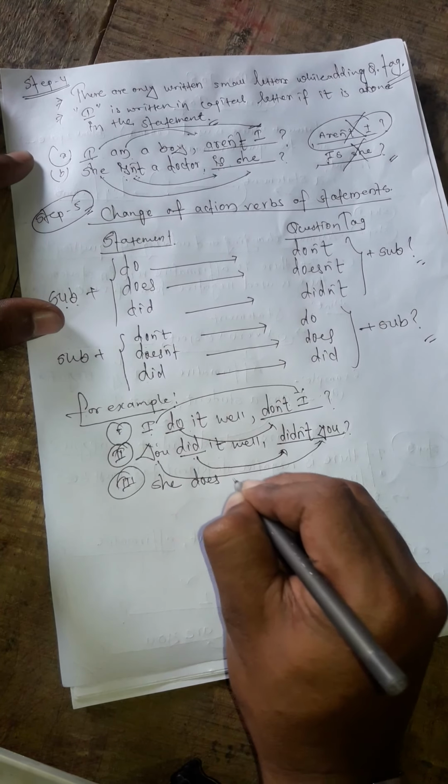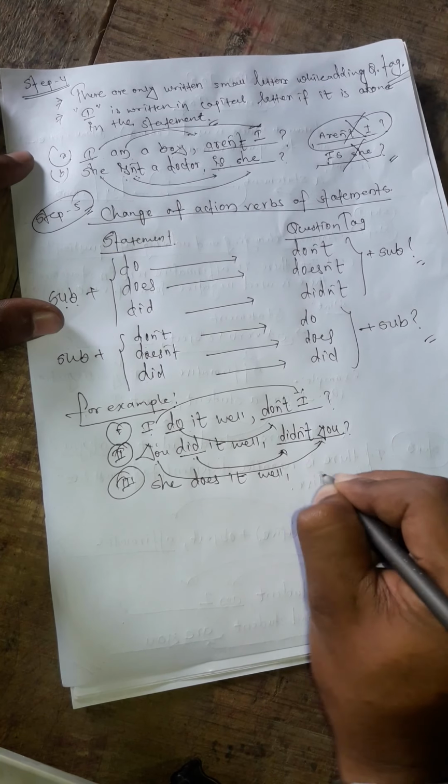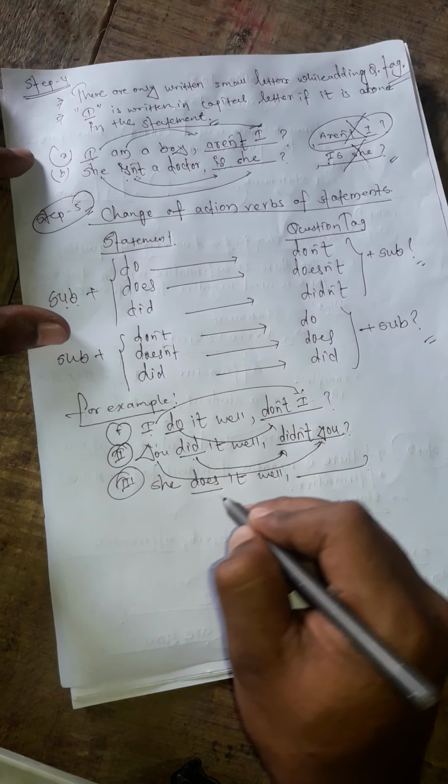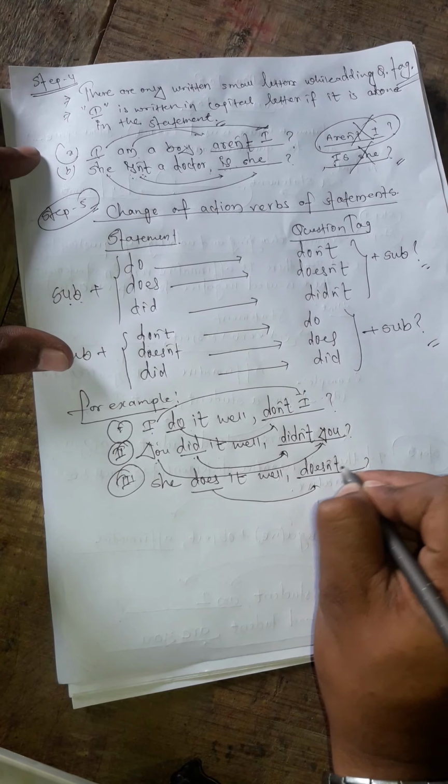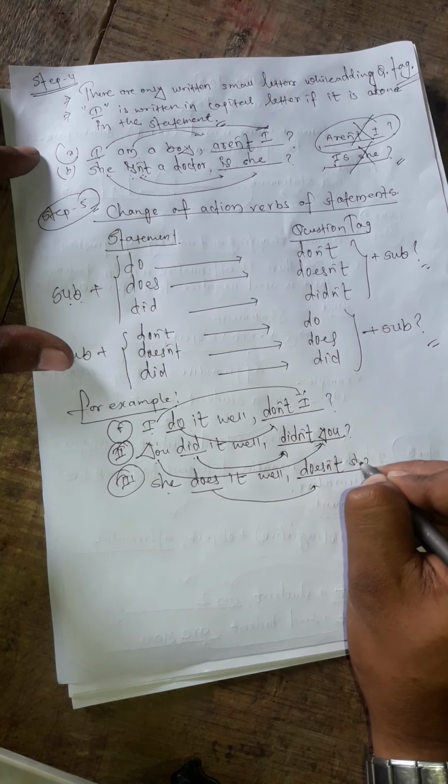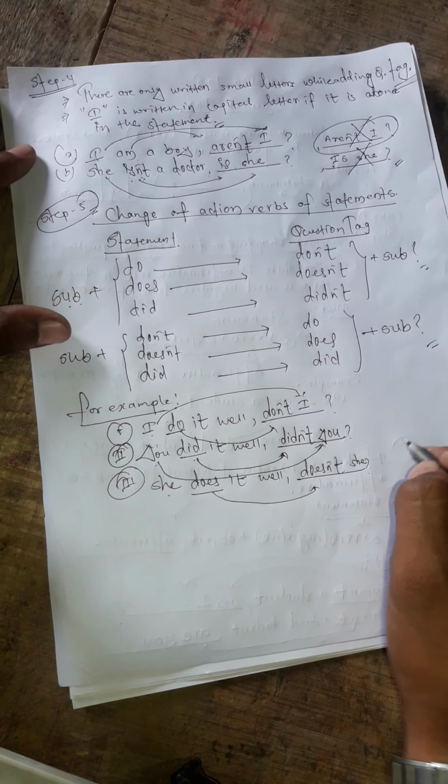And another, you can see here, she does it well. Same as before, does is changed into doesn't, and she remains constant. It is never changed.